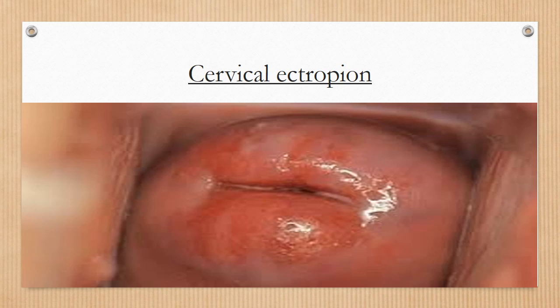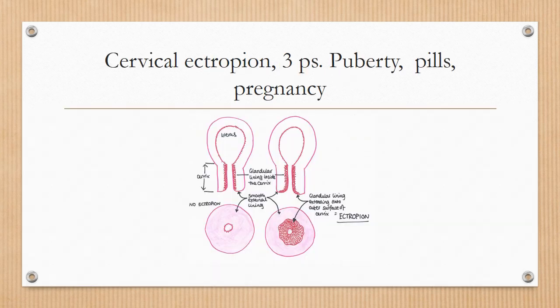Cervical ectropion, the commonest presentation in the reproductive age group. You will be seeing a pinkish area present on the ectocervix. Actually, this is the outpouching of columnar cells to the ectocervix. In cervical ectropion, 3 P's are important: puberty, pills, and pregnancy. Here you can see cervix, columnar cells, and ectocervix. This is the squamocolumnar junction. So what happens during pregnancy, at puberty, or with pill use?